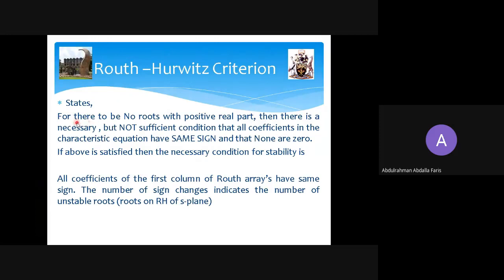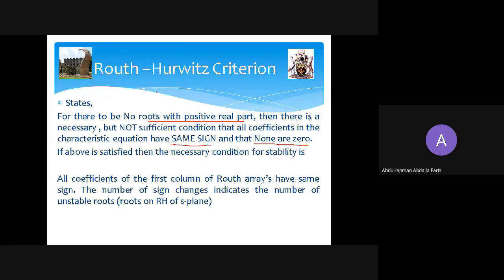So if we state this criterion, as we talked about last time, for there to be no roots with positive real part, there is a necessary but not sufficient condition that all the coefficients of the characteristic equation have the same sign and are non-zero. So once we have a system which has no roots on the right hand side of the S plane, and all the coefficients of the characteristic equation have the same sign and are non-zero, then it means this is a necessary condition for stability, but it's not sufficient.